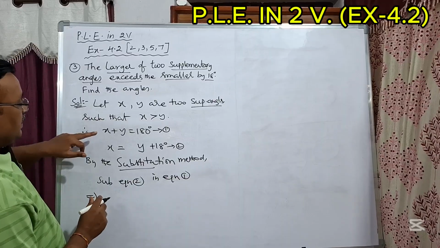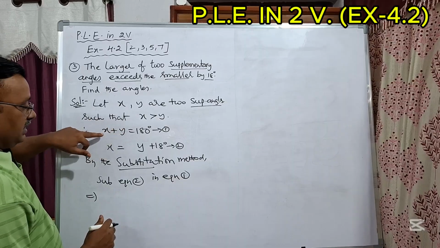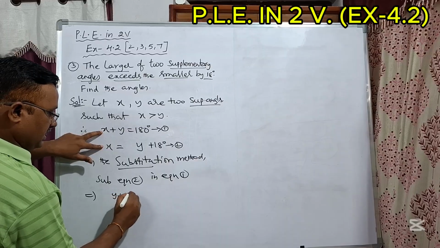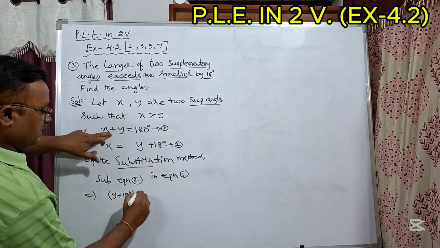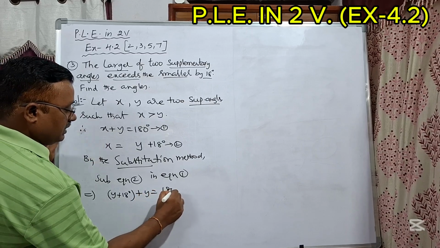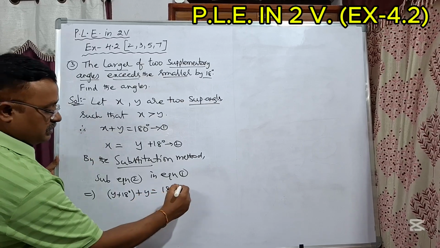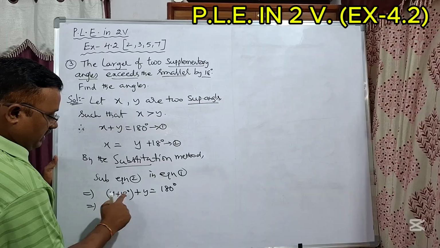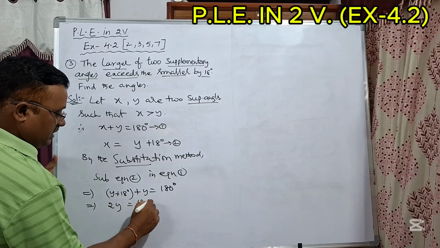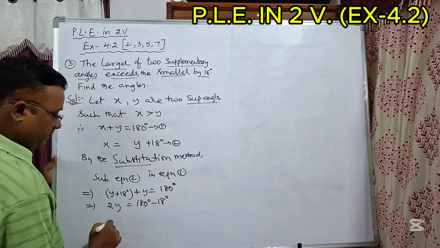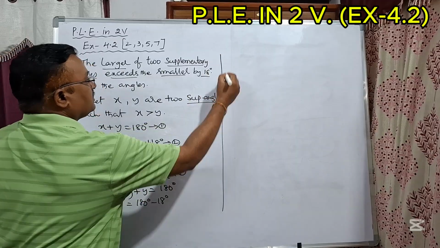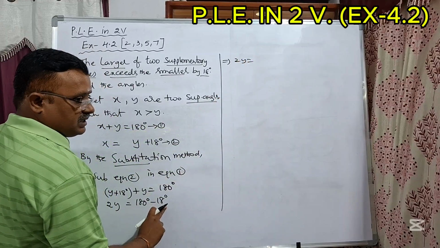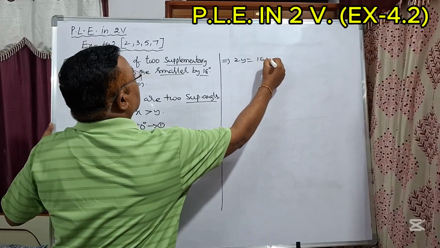That implies, what is equation 1? x plus y equals 180. But in place of x, what do we have to write? y plus 18 degrees. This is x plus y equals 180 degrees. That's it. This is the most important step. Simplify it. This implies 2y, y plus y, 2y is equal to 180 degrees minus 18 degrees. Okay? From this, 2y is equal to 180 minus 18 degrees, which means 162 degrees.